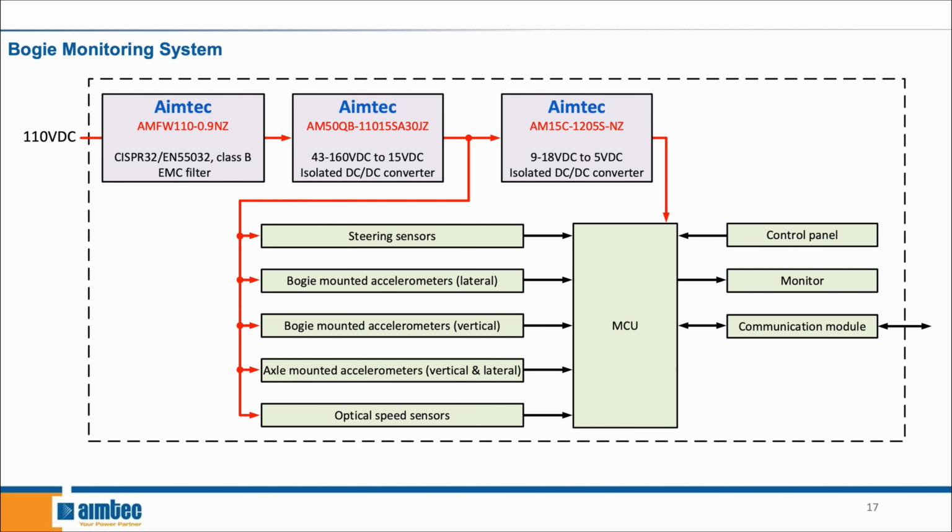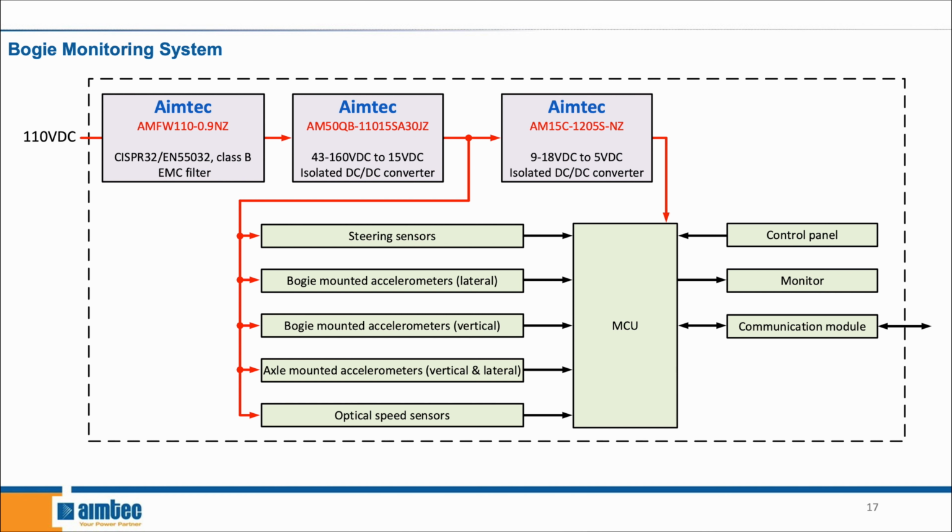Now we're going to be talking about the bogie monitoring system. The bogie monitoring system monitors the bogie's status, including the steering angle, vibration, and temperature. The system can identify if there are any abnormal or possible failures on the bogie based on the data pattern that is sent out. As the traction motor is located within the bogie, the sensors are subject to extreme electromagnetic interference. Similar to the display unit, the monitoring system also uses an AMFW110 to ensure its electromagnetic immunity.